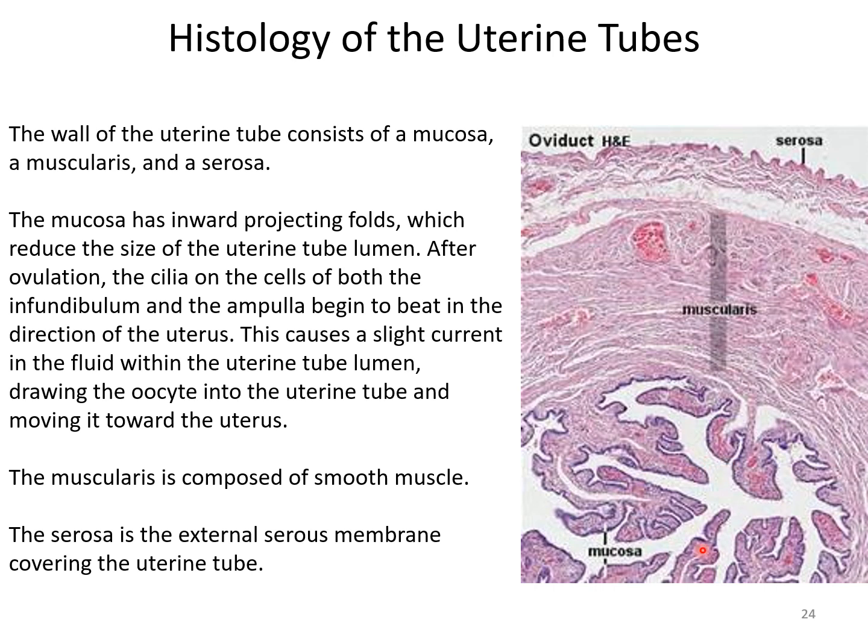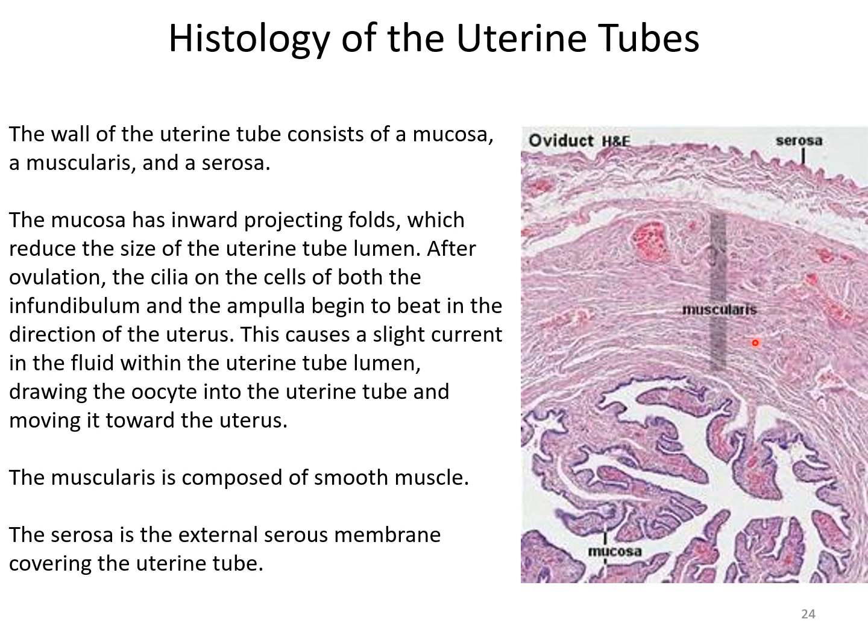So you'll notice that the mucosa has all these inward projecting structures here that kind of encroach upon the space of the lumen. After ovulation happens, you have the cilia on the cells of the infundibulum and the ampulla, and they start to beat in the direction of the uterus. So it creates this kind of fluid current that can allow the oocyte to continue on in the direction of the uterus. So it starts in the infundibulum, and then through the ampulla, and then the isthmus, and then gets to the uterus.